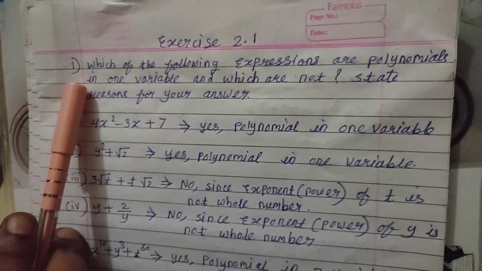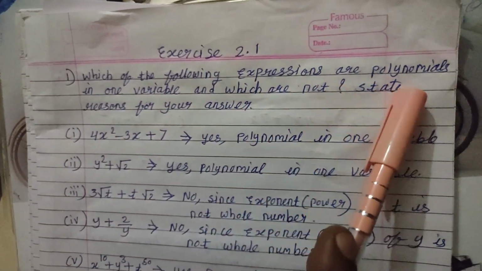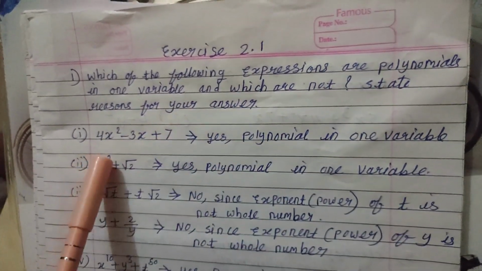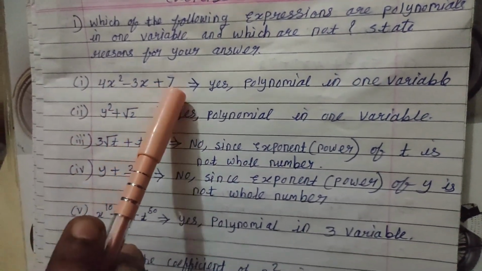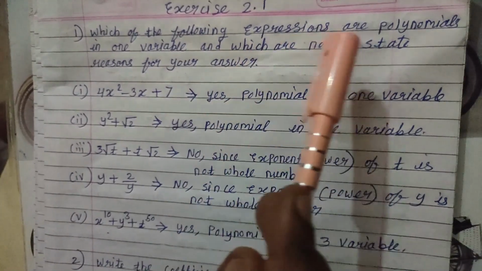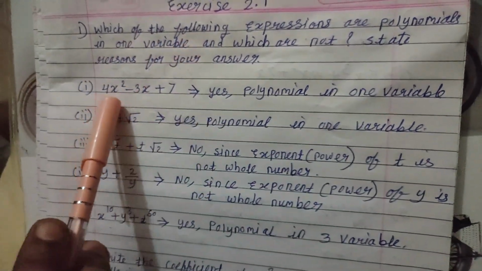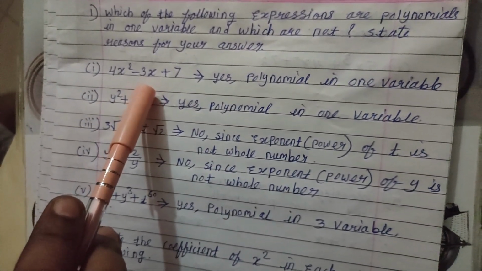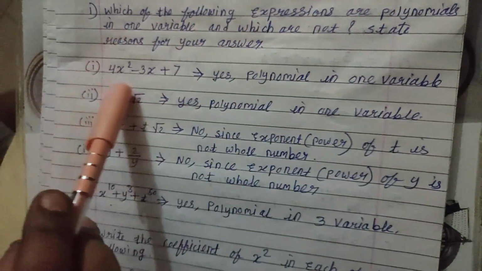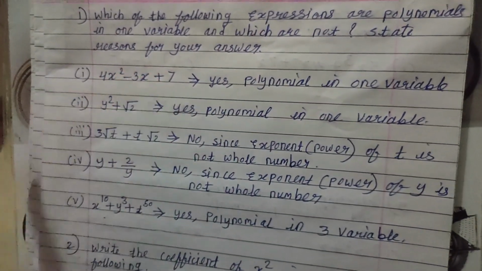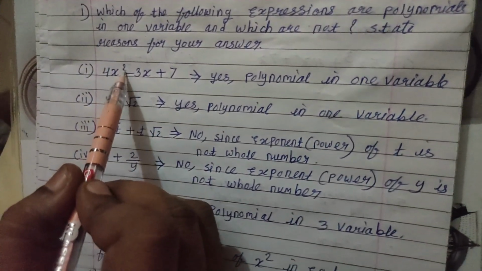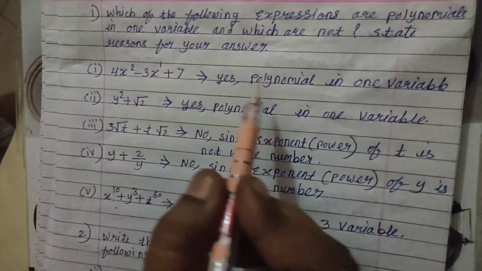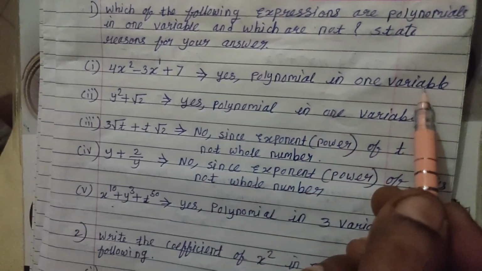Very easy exercise. First question is, which of the following expressions are polynomials in one variable and which are not? State reason for your answer. So first one is 4x square minus 3x plus 7. For the expression to be a polynomial in one variable, the variable should be 1. Here the variable is only 1, that is x. Now the definition of polynomial is that the power should be a whole number. Here what is the power of x? Here 2, which is a whole number, and here power of x is 1. So it is also a whole number. That means yes, this is a polynomial in one variable.